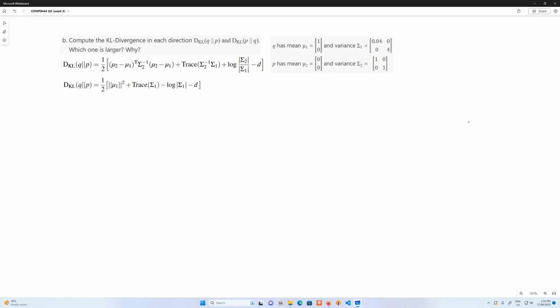Now, we have two formulas here on the screen. This is how we calculate the KL divergence for Gaussian distributions. So you can see it's quite different to what we saw in class this week. Now you might ask, well, why is there two equations? We only saw one equation when we were doing it previously. Well, this second one is a simplified version, which we can use in a special case.